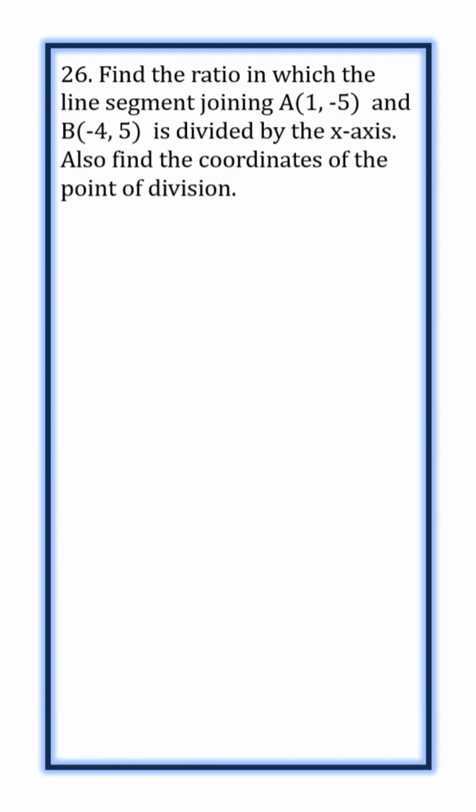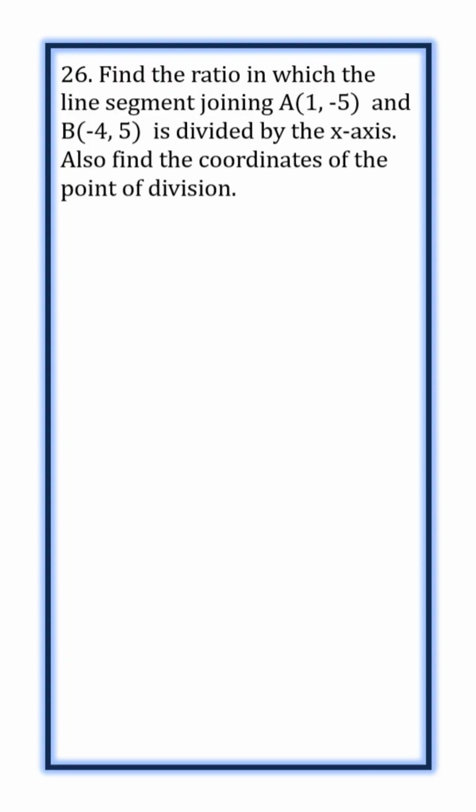Now the 26th question, which is taken from the chapter Coordinate Geometry. What is the question here? Find the ratio in which the line segment joining the points A 1 comma negative of 5 and B negative of 4 comma 5 is divided by the x-axis, and also find the coordinates of the point of division.